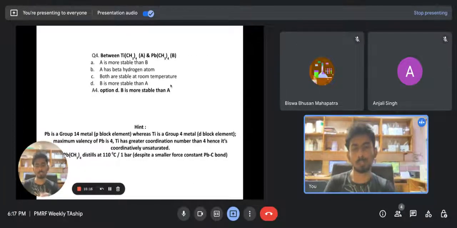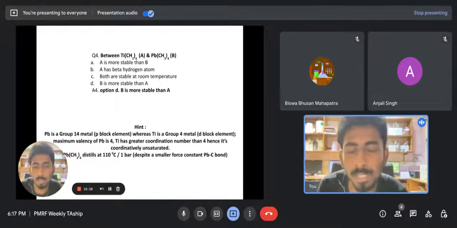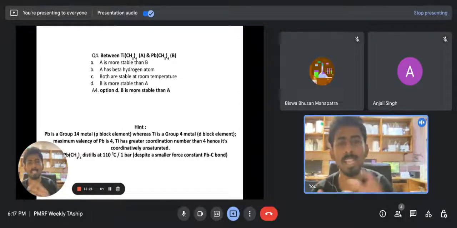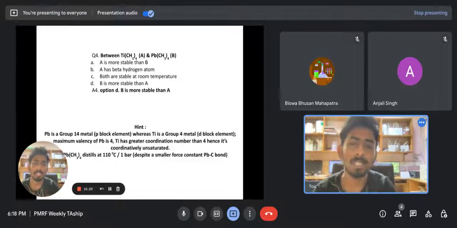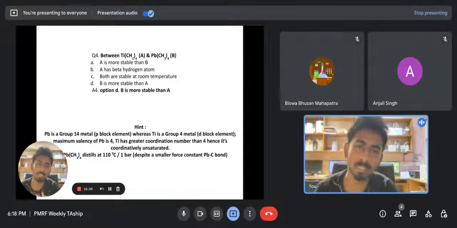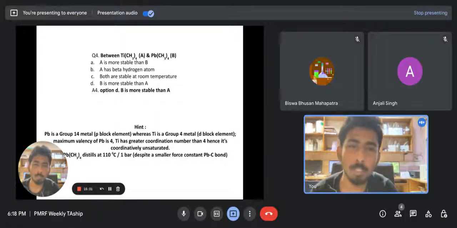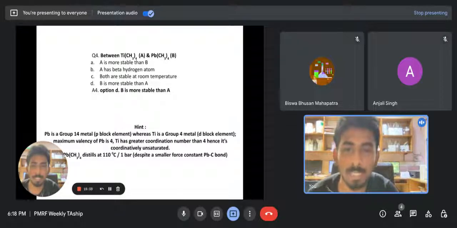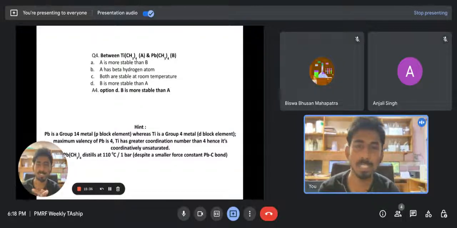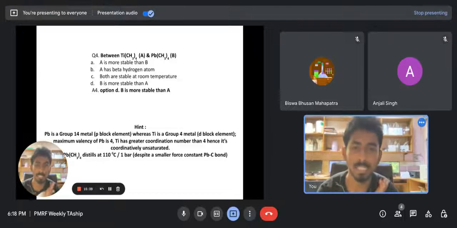Okay, so the fourth question is between Ti(CH3)4 and Pb(CH3)4, A and B. Which of the following options is correct? A is more stable than B, or A has beta hydrogen atom, or both are stable at room temperature, or B is more stable than A. So the correct option is option D, that is B, that is Pb(CH3)4, tetramethyl lead, is more stable than A.